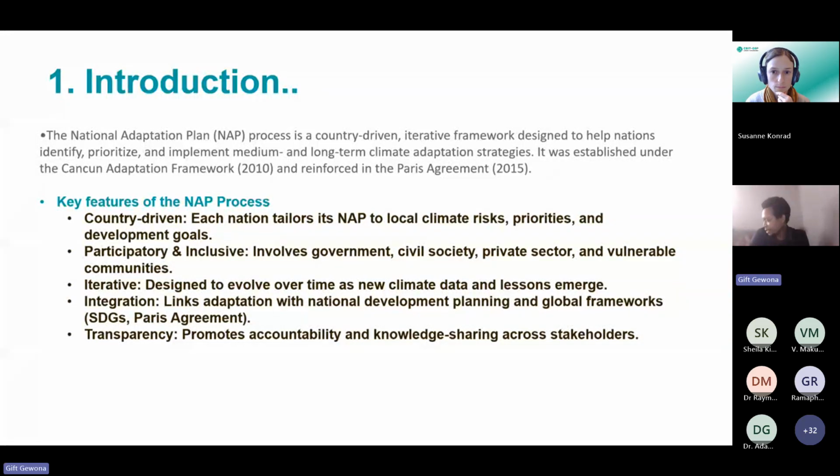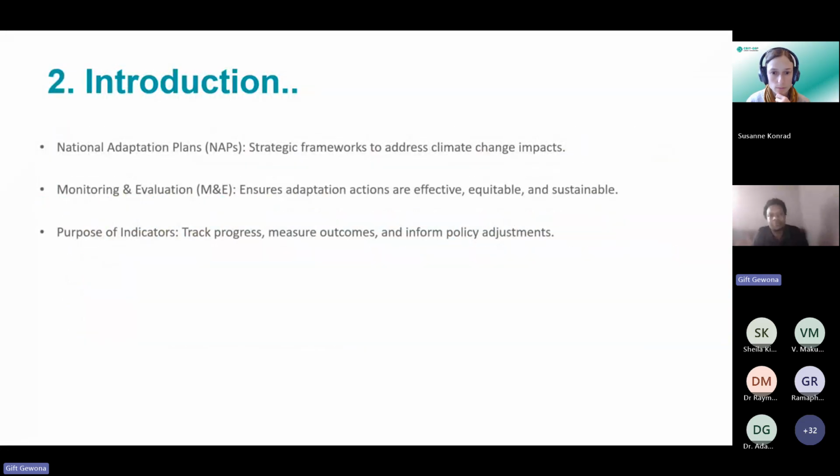So yeah, these NAPs are just strategic frameworks, which are basically addressing climate change impacts. And one of the most important things in our NAP process is having a robust monitoring and evaluation framework, which ensures that adaptation actions are not only effective, but also sustainable and equitable. And to monitor this NAP process, we need to at least have a good set of indicators, which will ensure that we track progress, measure outcomes, and are also useful to inform policy adjustments.